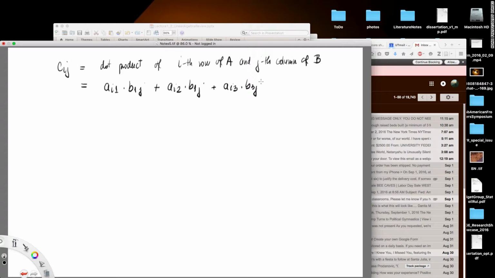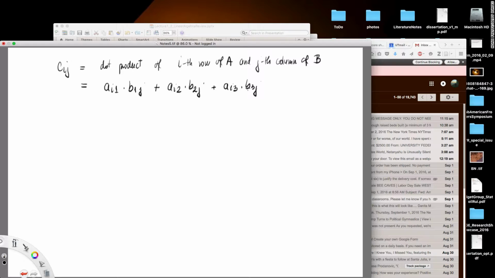Does everybody agree with me? Because my ith row has elements A_i1, A_i2, A_i3, thinking about that example where we had a 2 by 3 matrix and a 3 by 2 matrix. And my jth column has B_1j. Oh, there's a 2 here. So these 1, 1, 2, 2, 3, 3 are matching, right? So A_i2 times B_2j and plus A_i3 times B_3j.